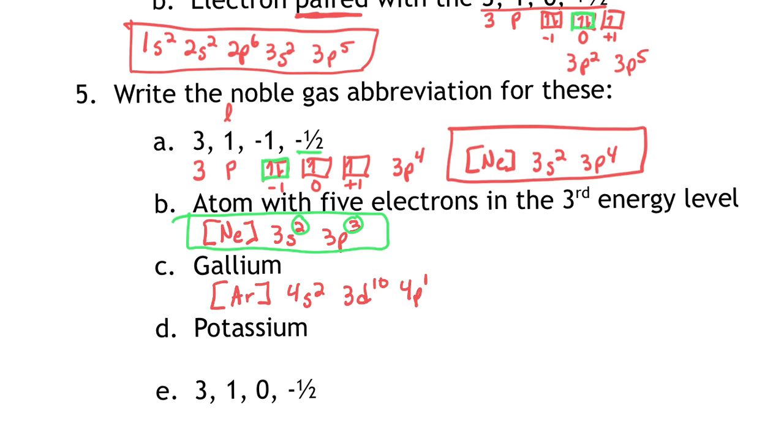Potassium. Again, I'm going to find out where potassium is. It's in the 4th energy level. I'm going to grab the noble gas from the 3rd energy level, and it's argon again. Then continue my electron configuration, which is really short for this one because it's the very next one we're doing. So it's going to be 4s1, and I'm at potassium.